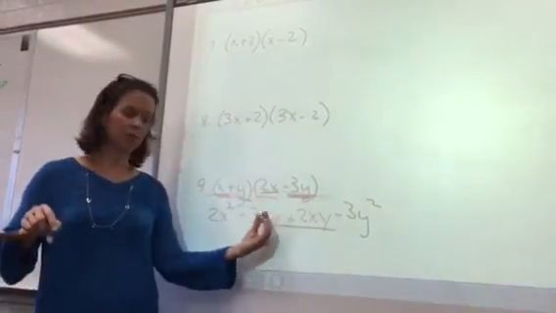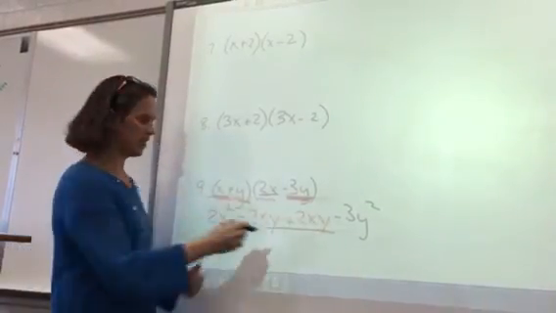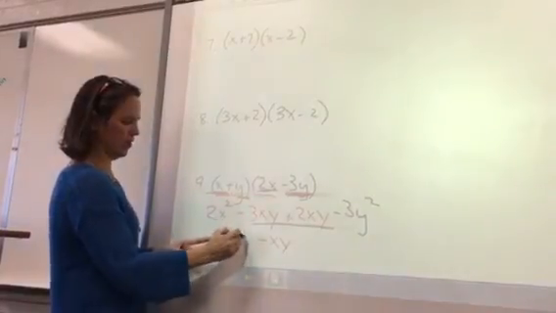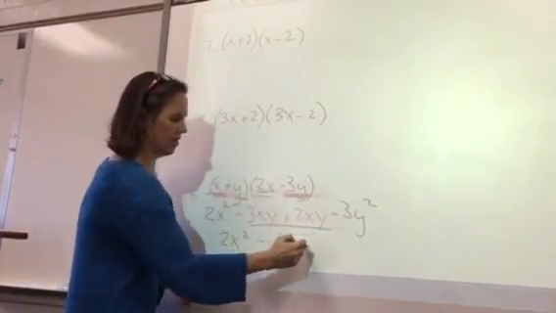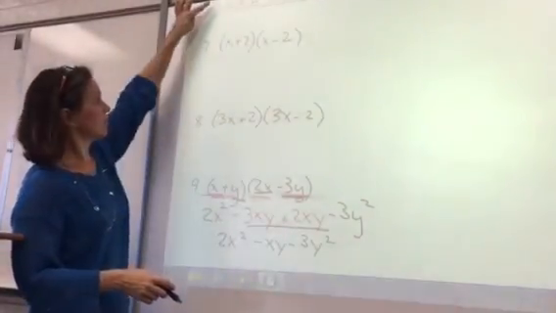Those combine, remember, because they're xy's. It's negative 3 of these plus 2 of these. That's going to give me negative 1, which we don't have to write the 1, of these. I have 2x squared minus xy minus 3y squared. I don't think there's any more. No more. All right, that's it.